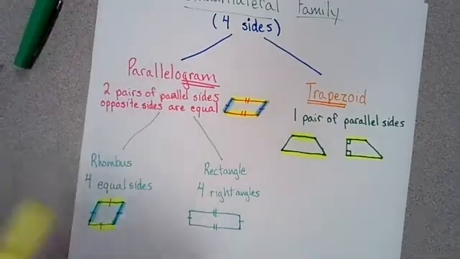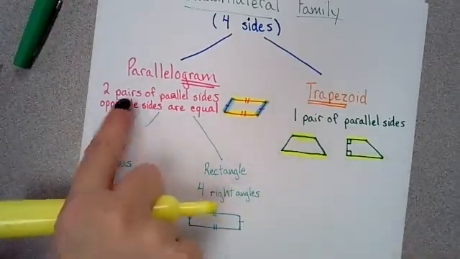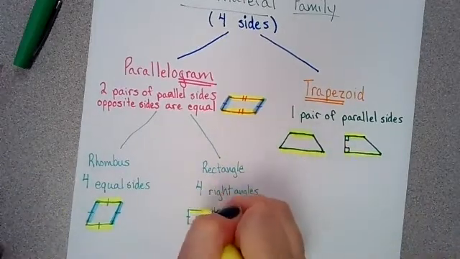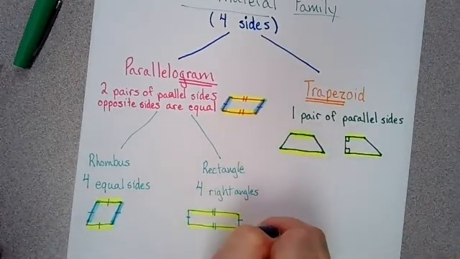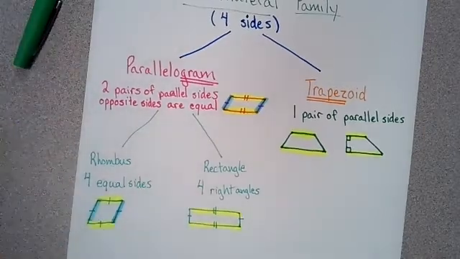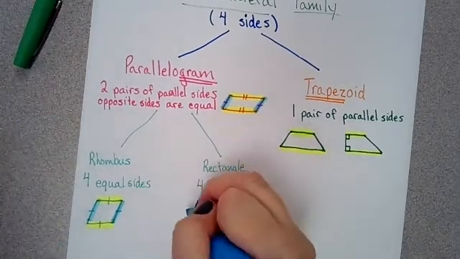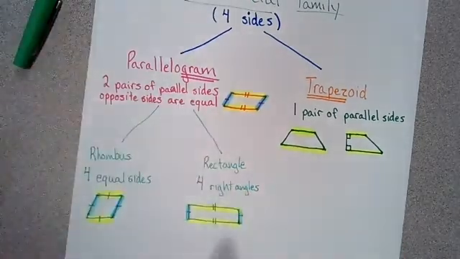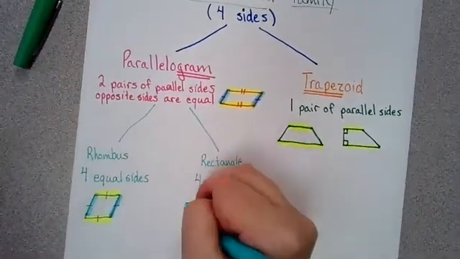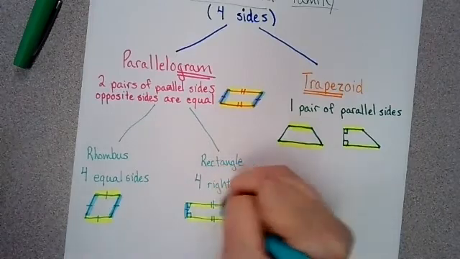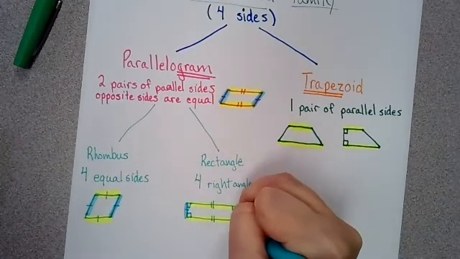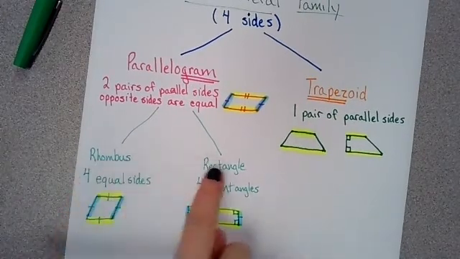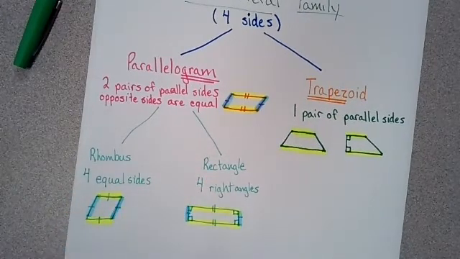Now, let's see if he's part of the family. He also has to have two pairs of parallel sides. So the top and the bottom are parallel, and the two sides are parallel, okay? But I told you he's also got to have four right angles. So 1, 2, 3, 4. Okay, so they're brothers, rhombus and rectangle. They're twin brothers, but they are fraternal.